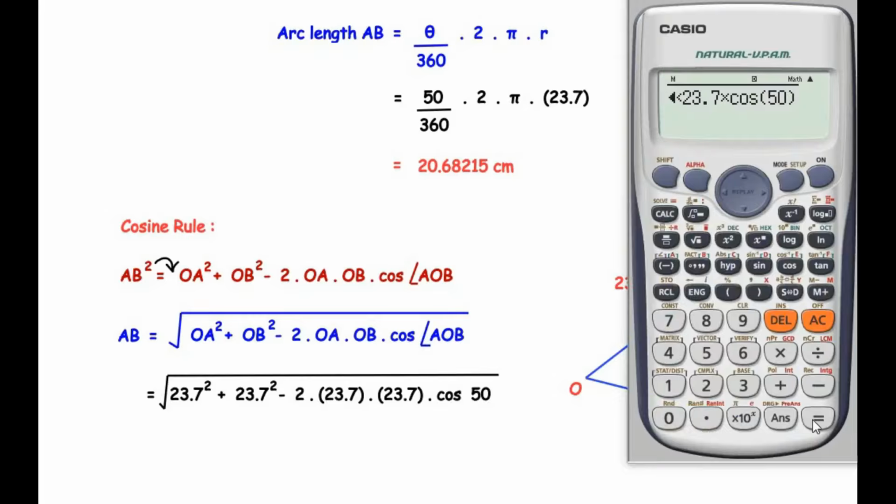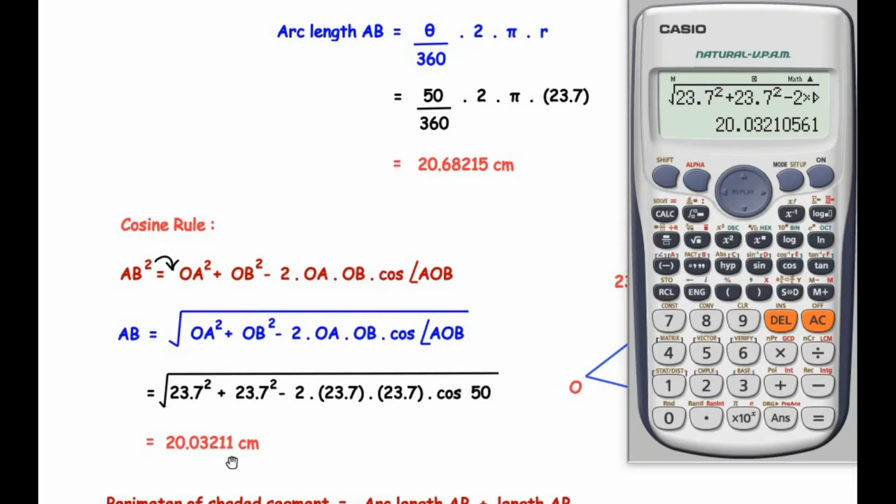So this is going to give us the value as 20.032105. Since for the previous one I had rounded it to 5 decimal places, here also I am going to round it to 5 decimal places. So we get 20.03211, rounding it to 5 decimal places. So this is the length of AB from the triangle.